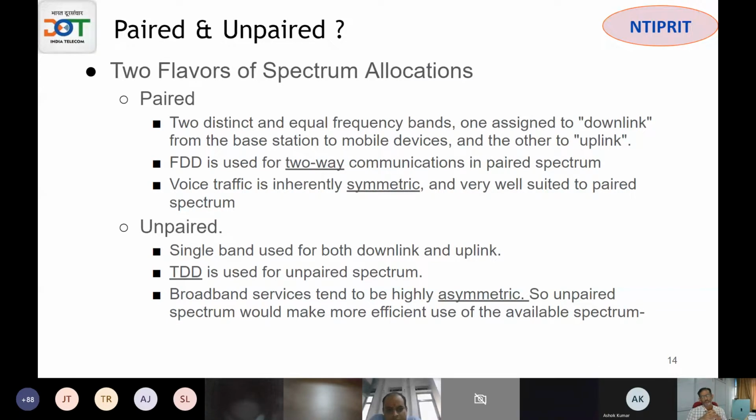So these are some concepts, and then paired and unpaired spectrum is another concept, because every spectrum is divided and classified internationally as either a paired spectrum or unpaired. Most of you must be familiar with this, but I just wanted to have a level playing field, so an equal understanding by all the participants. So this is already defined.